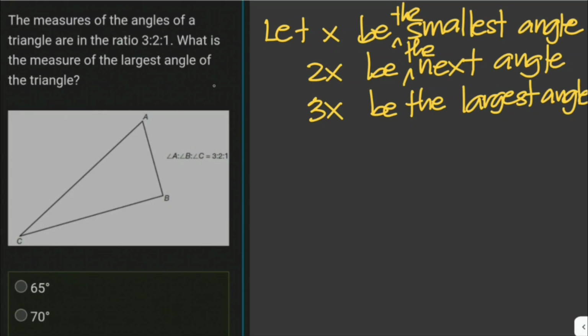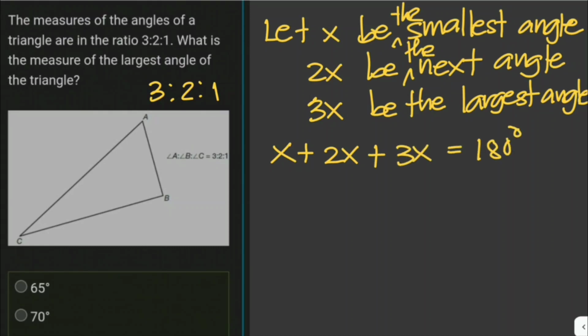Since we are given here the ratio 3:2:1, now we know that the measure of the angles in a triangle is just equal to 180 degrees. So we can just add up all the angles and equate to 180 degrees. So that would be x plus 2x plus 3x equals 180 degrees. Then we can solve for x. So x plus 2x plus 3x is just 6x equals 180, and we divide both sides by 6.